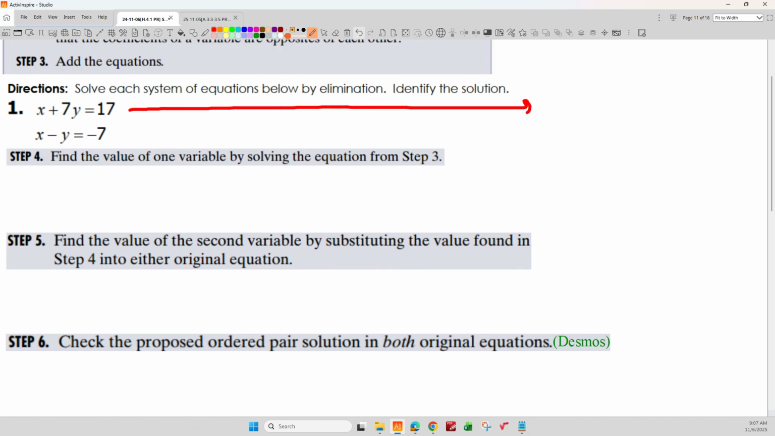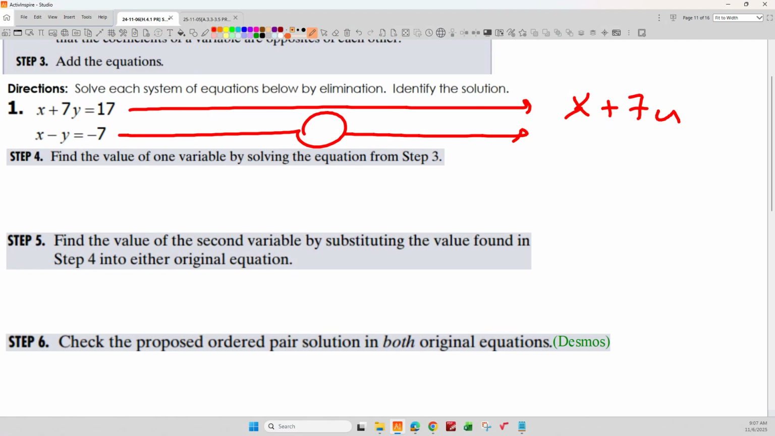So we have a little more room to do the work. Top equation remains unchanged. That one's going to be x plus 7y equals 17. What am I going to multiply the bottom one by again? -1. Okay, if I distribute a -1 all the way through the bottom equation, what do we get? Plus y equals +7.